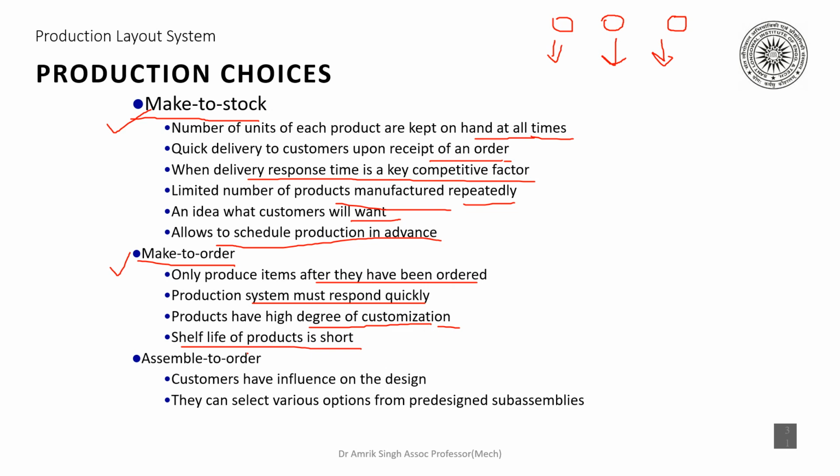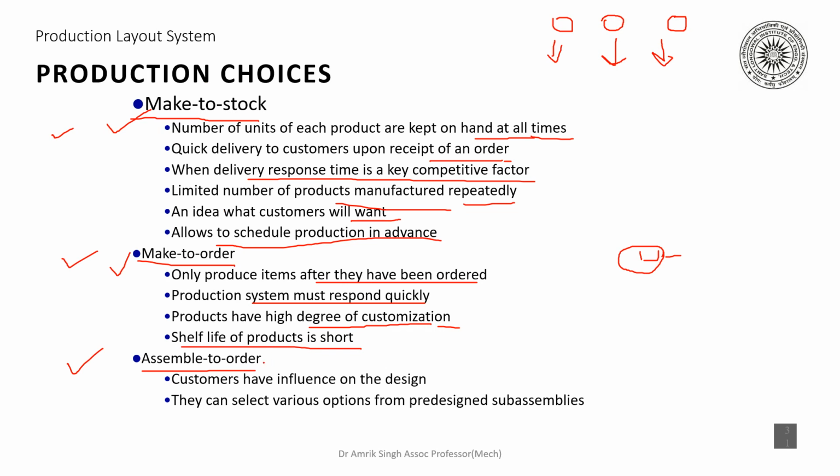And the shelf life of the product is small. Sometimes in the bakery they make the cake, but they make only a limited quantity because they know the shelf life of that particular item is short. And then sometimes we assemble to order. These are again according to the manufacturing type of process: make to stock, make to order, and assemble to order.